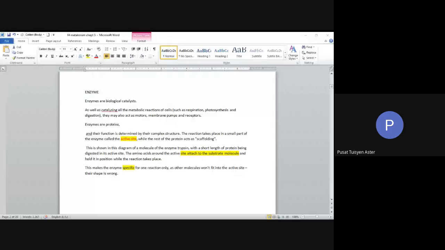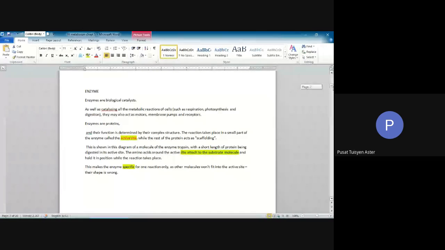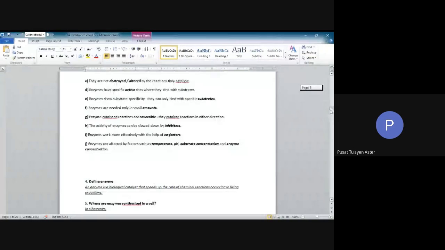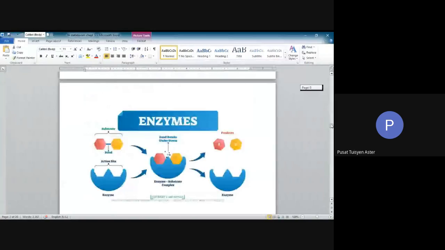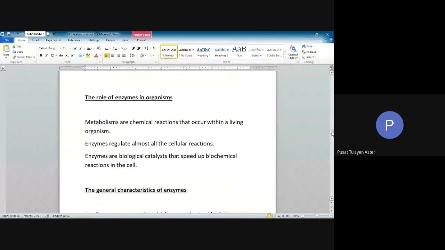So enzymes are really essential for our body. Okay. Why are they essential? Because they carry out multiple purposes in our body. All right. So, and the role of enzymes in organism. So metabolism are chemical reactions that occur within a living organism.